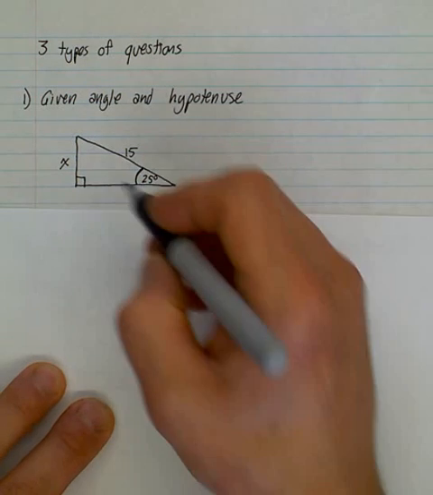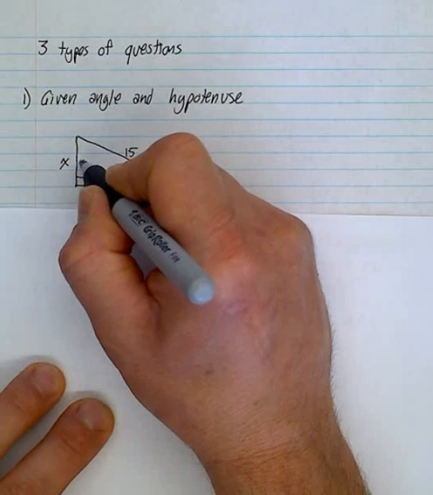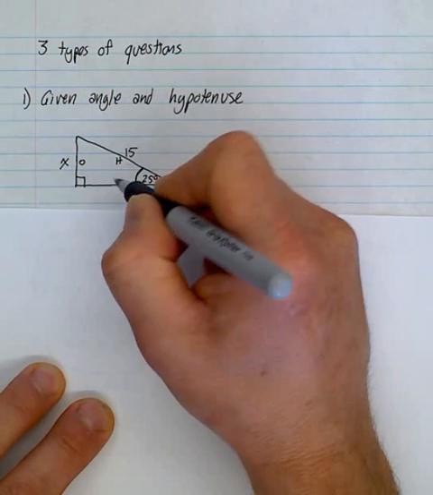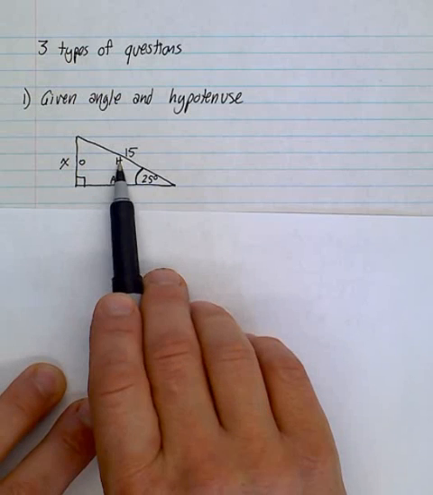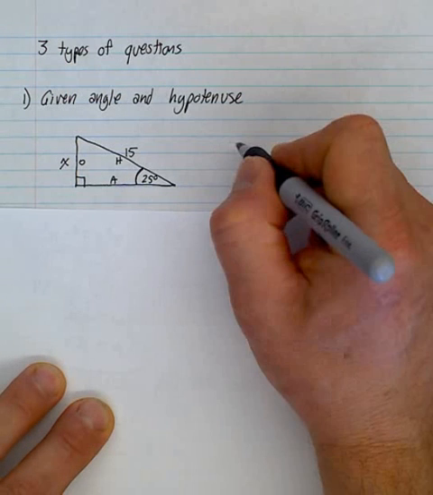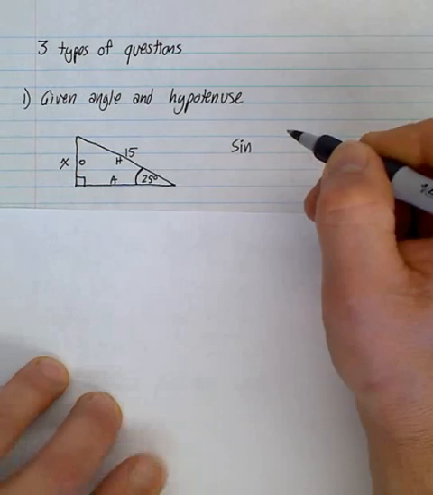So here, I'm going to identify sides. This is O, and this is H, and this is the A. Now, which ones are you using, and which ones do you have? You're using the O and the H. So if you look back, that means that we're going to use sine. Sine of what?